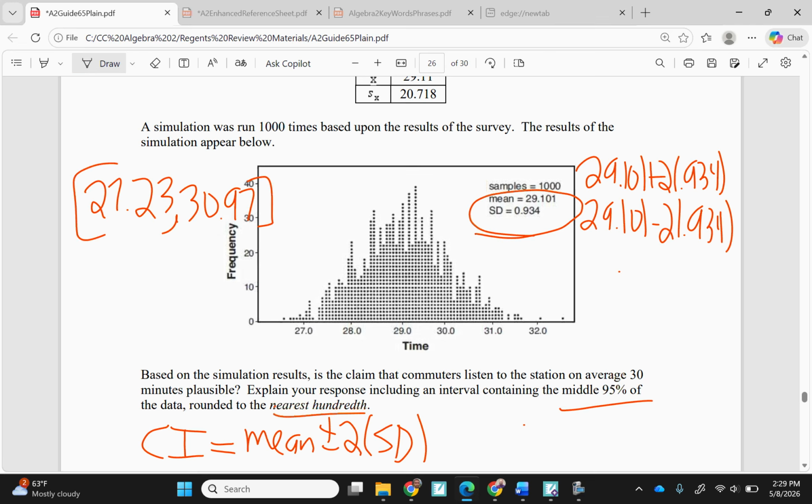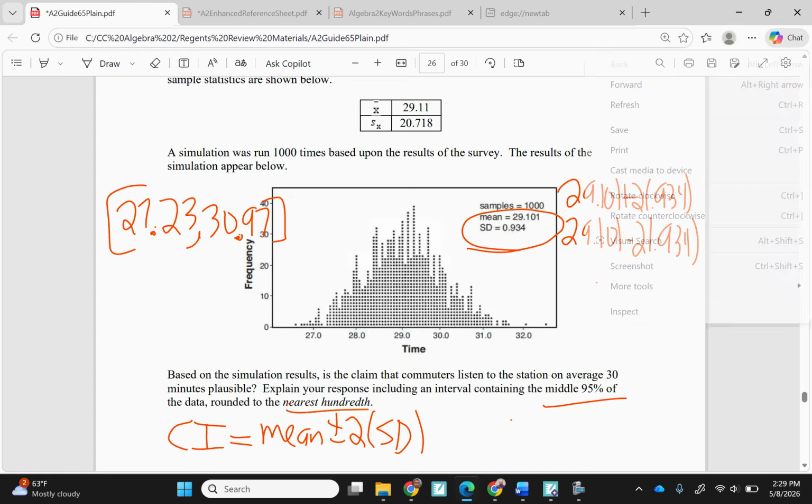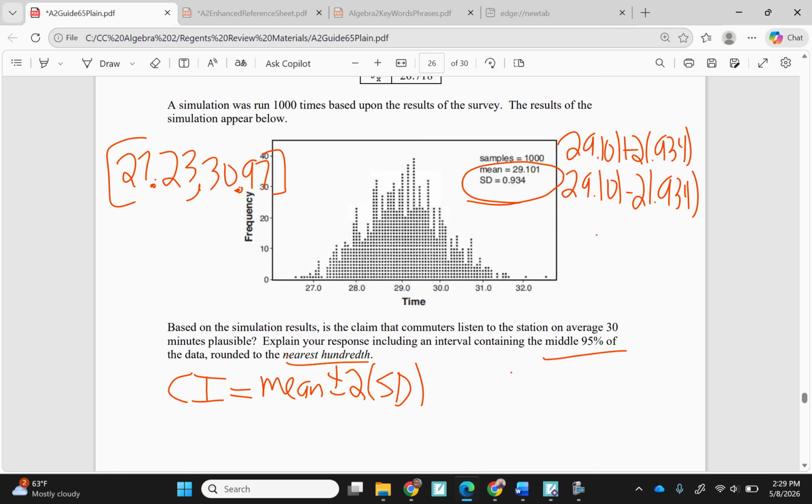Now they're going to ask about a value, and you're going to either say, yes, it's expected because it's inside, or no, it's not expected because it's outside. The confidence interval is the range of expected values. It's used to determine if something is expected or unexpected, usual or unusual, plausible or not plausible. So they're asking about 30 minutes. Is 30 minutes plausible? Well, is 30 minutes in the range of expected values? Yes.